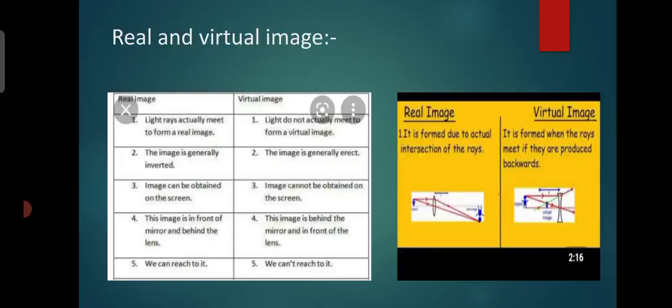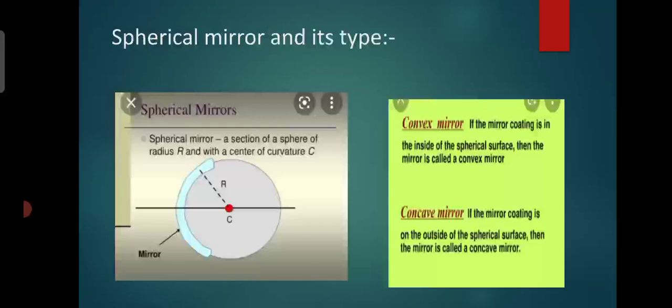This image is behind the mirror and in front of the lens. We can't reach it. Next, we will see the spherical mirror and its types. A spherical mirror is a section of a mirror of radius R and center of curvature C.